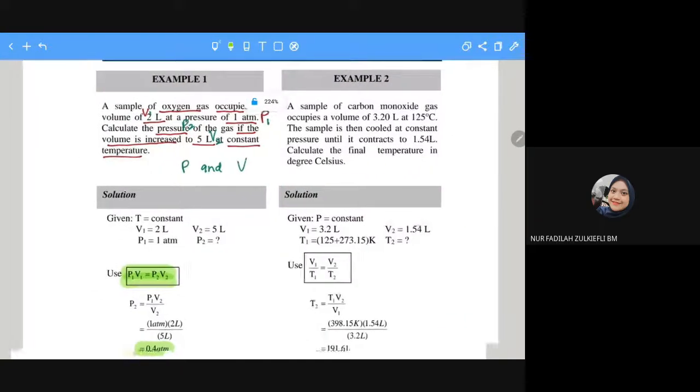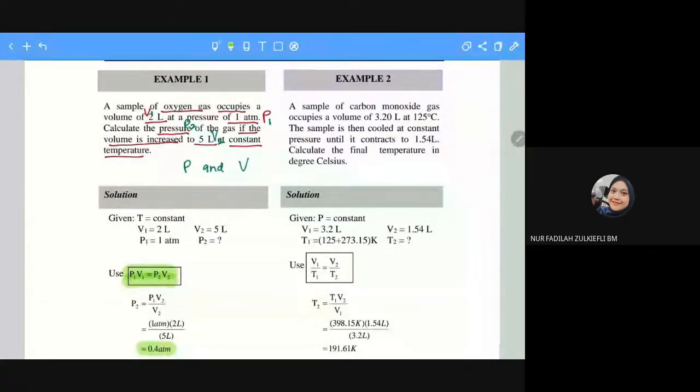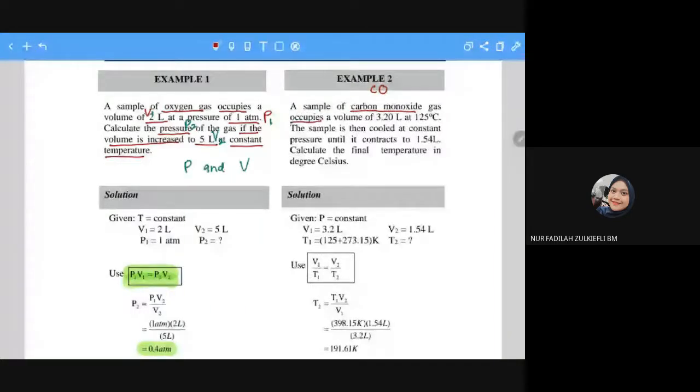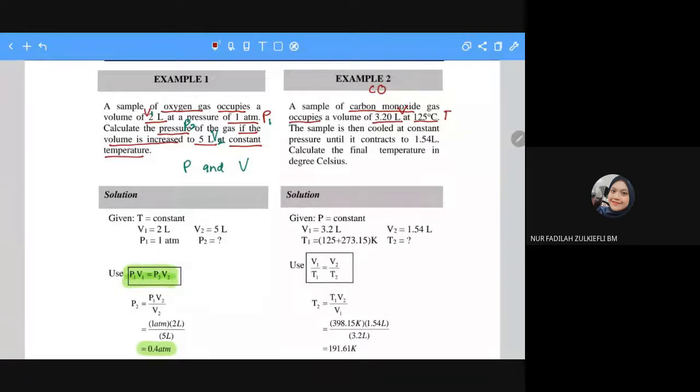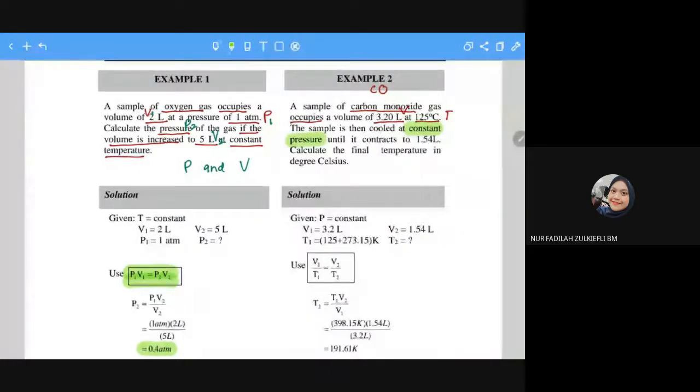Okay, what about example 2? Okay, this one kita ada a sample of gas, and this time around kita guna carbon dioxide gas. Okay, so we have CO2, carbon monoxide, bukan carbon dioxide. So carbon monoxide is CO only. Okay, we have a sample of carbon monoxide gas occupies a volume of 3.2 liter at 125 degrees Celsius. So this is temperature, this is volume. Okay, so the sample is then cooled at constant pressure, nampak? So pressure tak ada kaitan kat sini sebab dia constant, until it contracts. Contracts tu maksudnya mengembang ke mengencut?